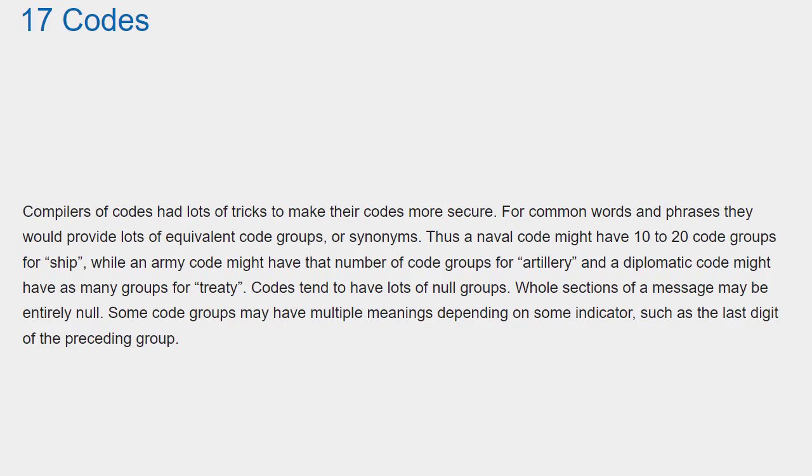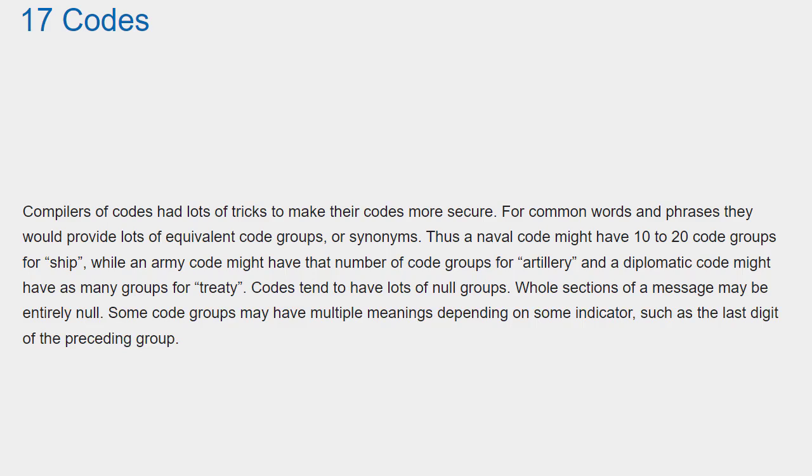Compilers of codes had lots of tricks to make their codes more secure. For common words and phrases, they would provide lots of equivalent code groups or synonyms. Thus, a naval code might have 10 to 20 code groups for ship, while an army code might have that number of code groups for artillery, and a diplomatic code might have as many groups for treaty. Codes tend to have lots of null groups. Whole sections of a message may be entirely null.